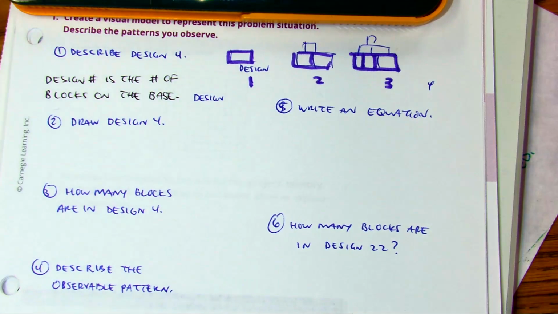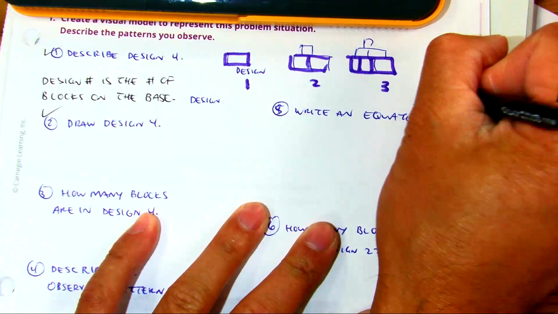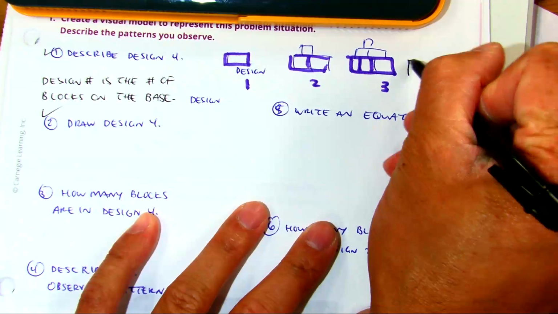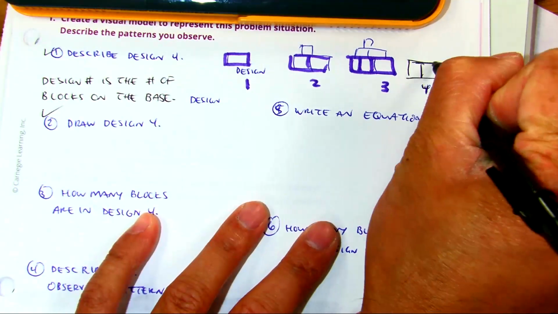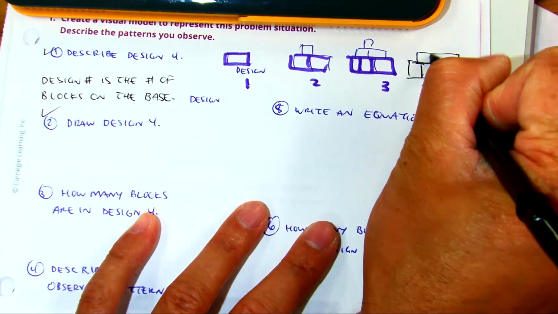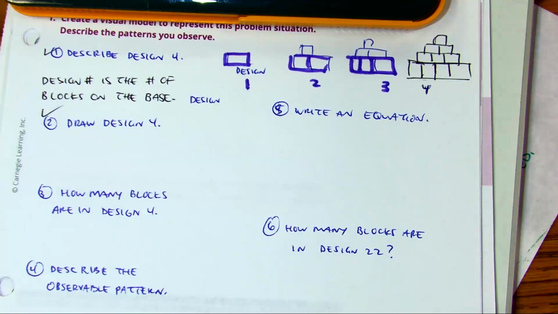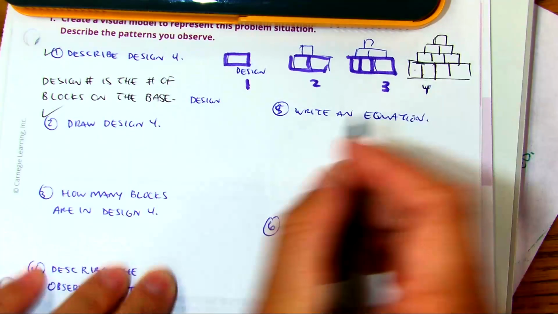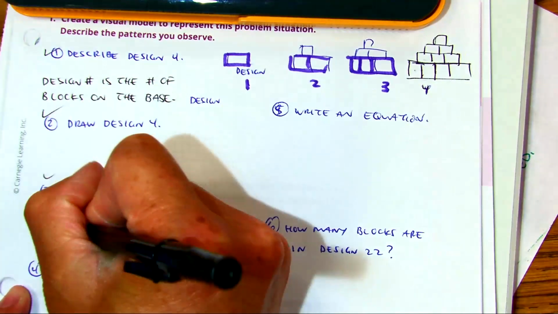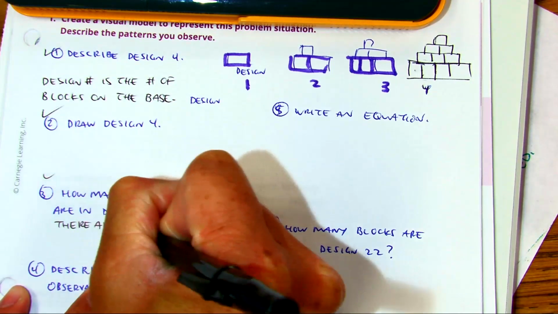Question number 2. Draw design number 4. Let's do it. So I know there are 4, so I should have 4 down here. And there's 1 less, so now that's 3. And then 1 less there, 2, and then 1. So we drew that. How many blocks are in design 4? So 4, 3, 2, 1. There are 10 blocks.